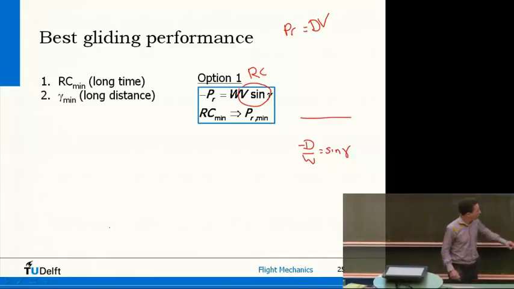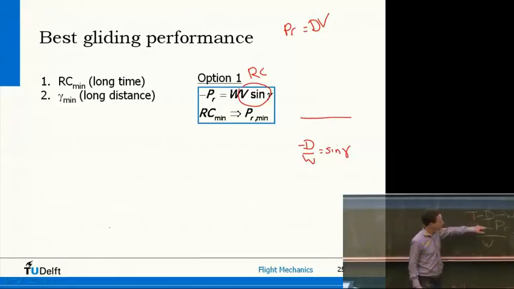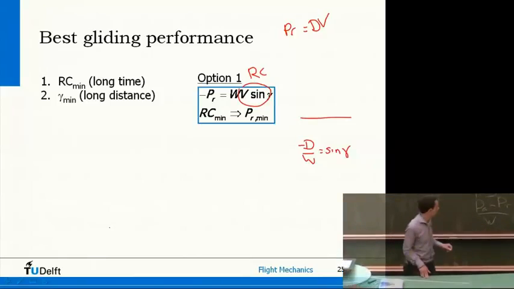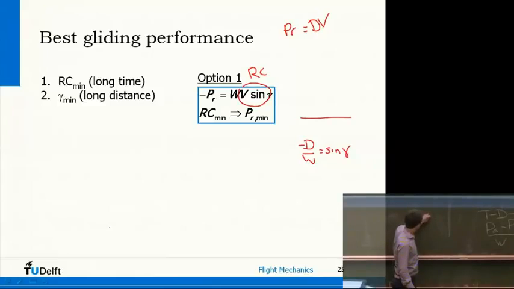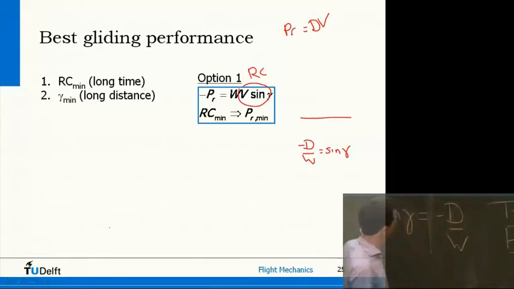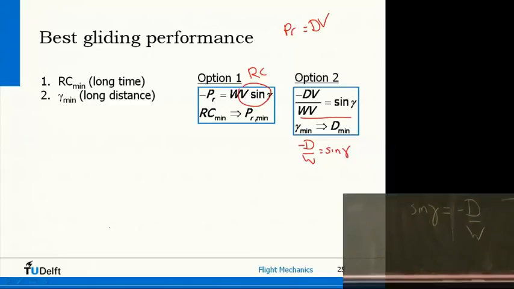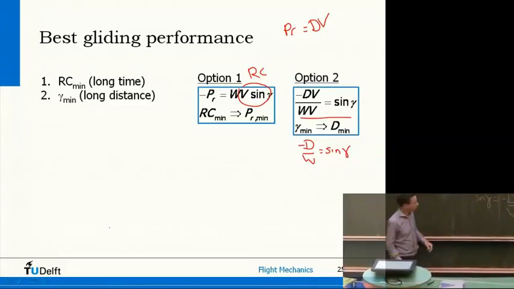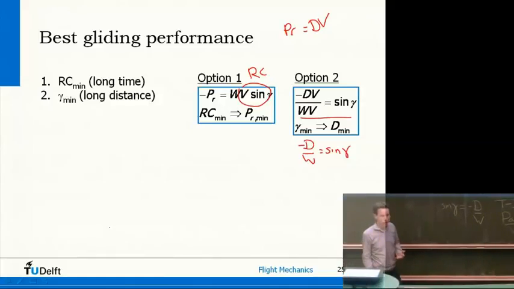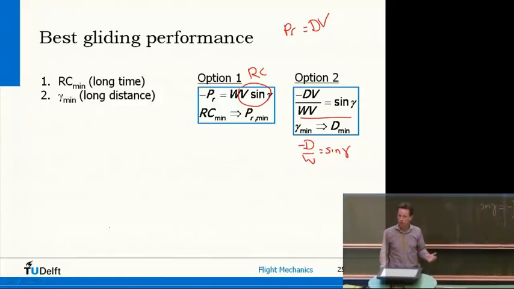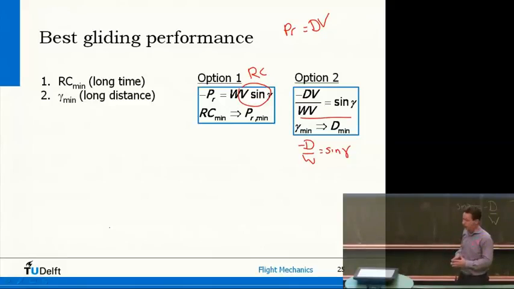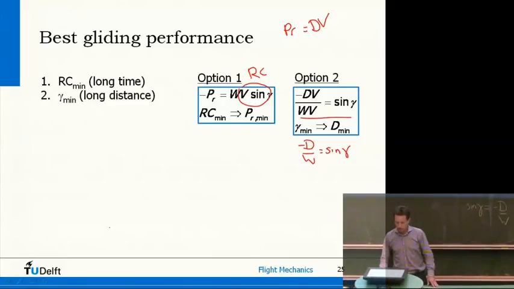And for the second option, of course, we need this equation, because then we're interested in the angle gamma. We know thrust is equal to 0, so that also means that sine gamma is minus drag over weight. So that is an equation for the angle. So you can see straight away that for the second option, it's very nice to have minimum drag. And if you look at the first option, time, then it's very nice to have minimum power. So it's a slightly different thing, but they are related to each other. Now, these are the two things we're going to look at.